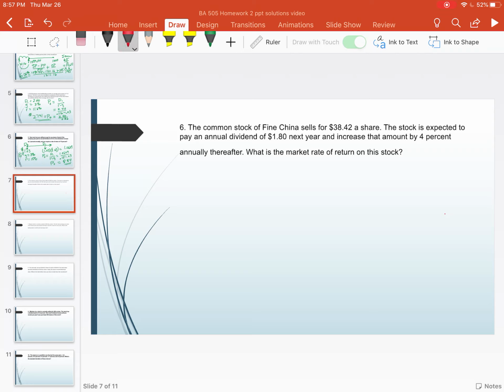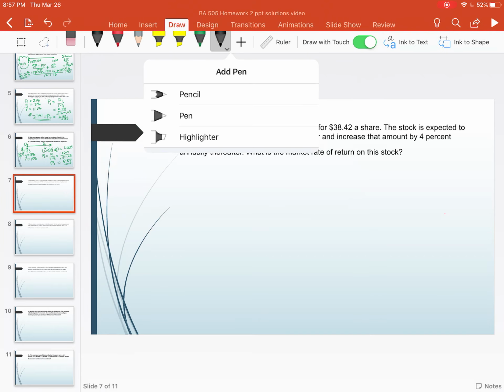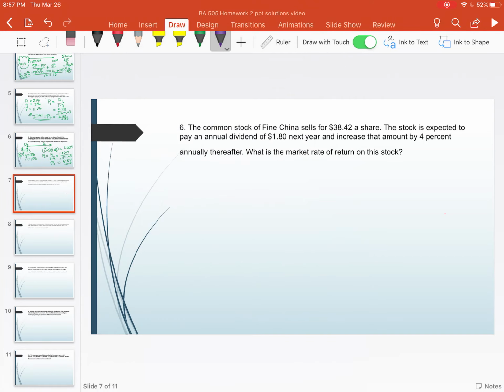And as I walk through the scenario, I will be changing colors here. Let's use something that you can see rather good, maybe this purple, and we'll go from there. How about that? So we'll use purple for a change.